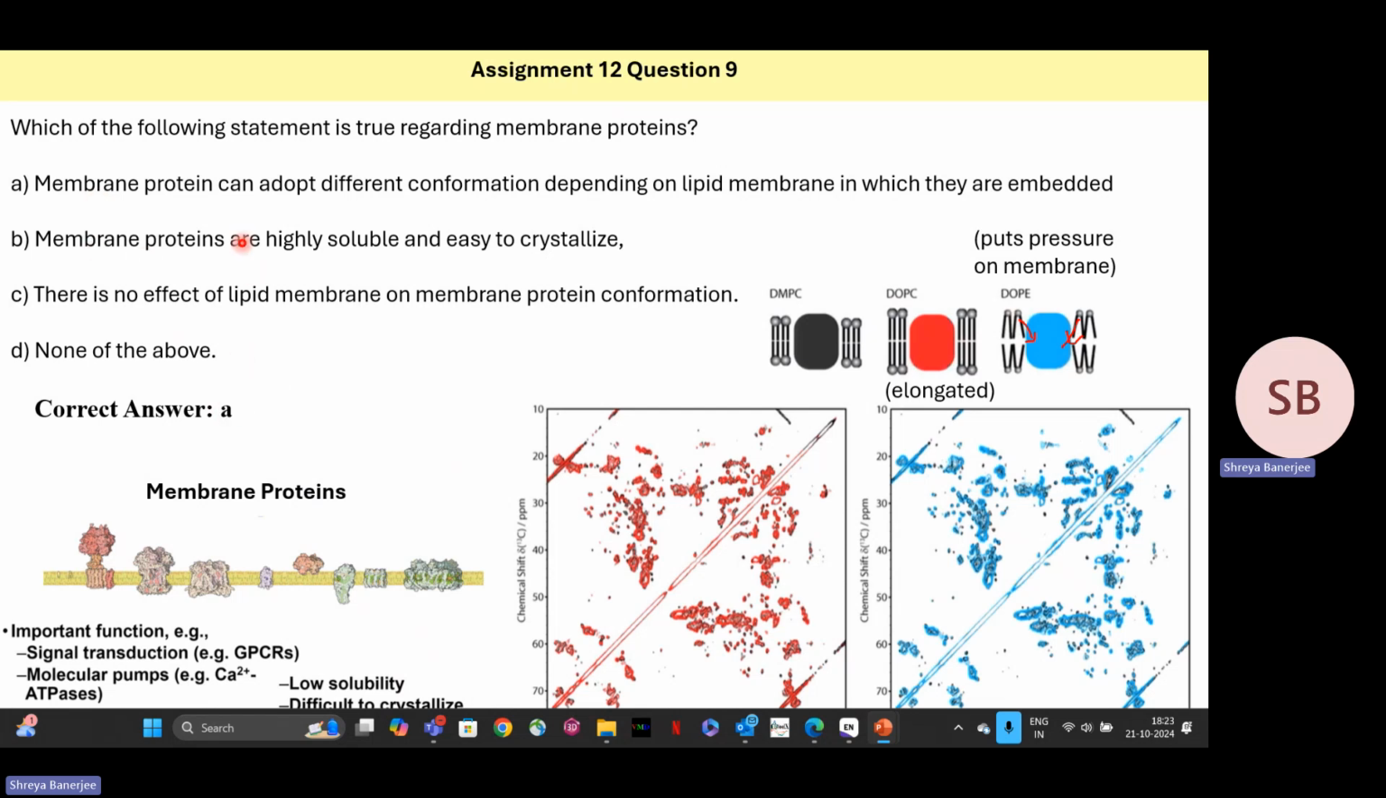Then option B, membrane proteins are highly soluble and easy to crystallize. This is wrong. Because they are very insoluble and because they are difficult to crystallize is why we have to use solid state NMR in order to find their conformation. Then C, which is saying there is no effect of lipid membrane on membrane protein conformation. That is also wrong. We just saw that the lipid we choose is affecting the conformation. So the correct answer is option A.